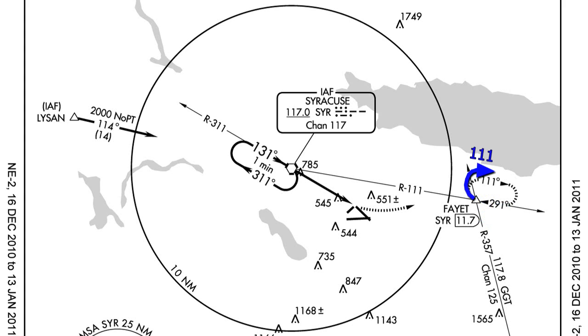Once we reach a heading of 111, we'll start a timer. We'll fly out for 1 minute. Once we have flown on a heading of 111 for 1 minute, we'll start another right half standard rate turn and intercept a heading of 291 to the VOR again, and we'll fly back to the fix.